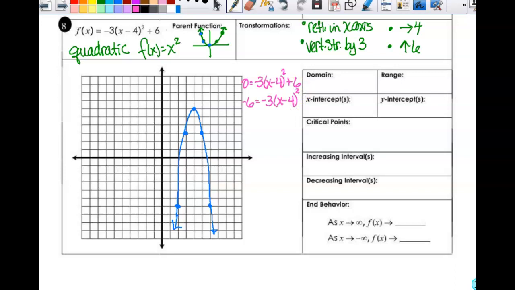Then can I take the square root here? Nope. I got to do what? Divide by negative 3. So I'm going to get 2 equals (x minus 4) squared. But now I take the square root of both sides, right? And when I do that, on this side, I get x minus 4. What does that equal? Plus or minus, he's not going to be in math jail, plus or minus the square root of 2.